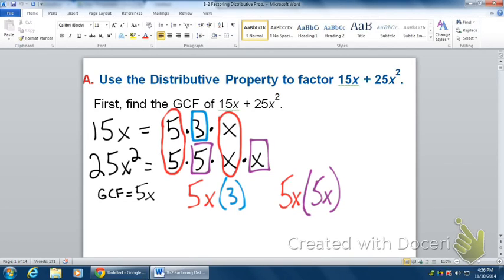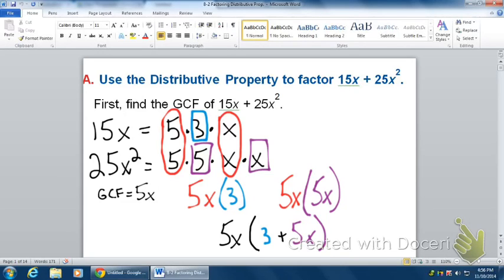Now, to write this correctly, one more thing we need to do. We need to write it so that our greatest common factor is on the outside, and our numbers of 3 plus 5x are on the inside. Now this would be completely factored in terms of using the distributive property.